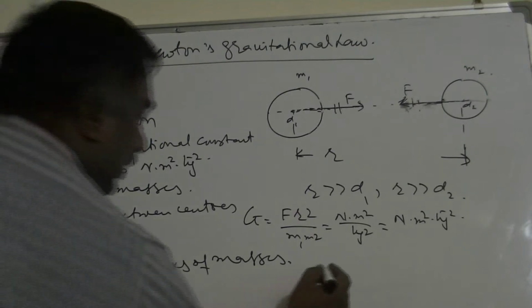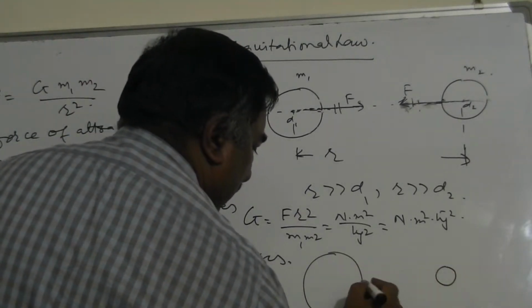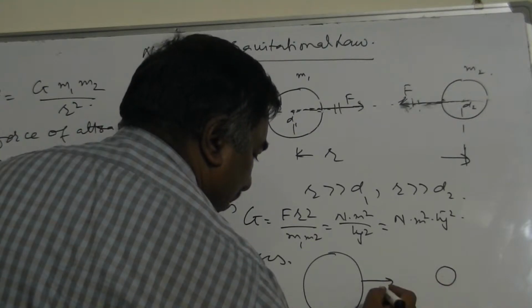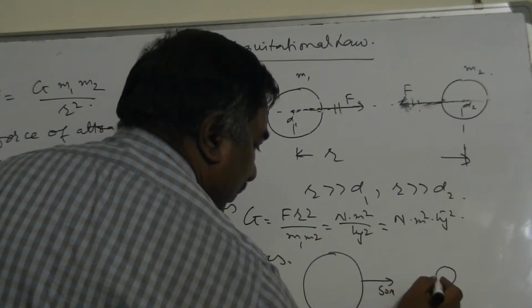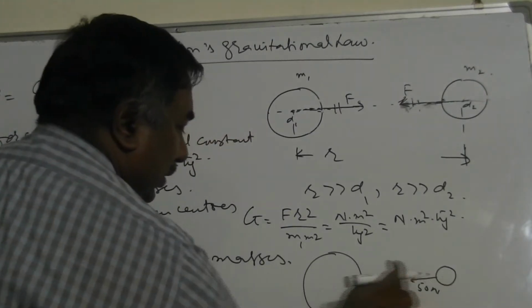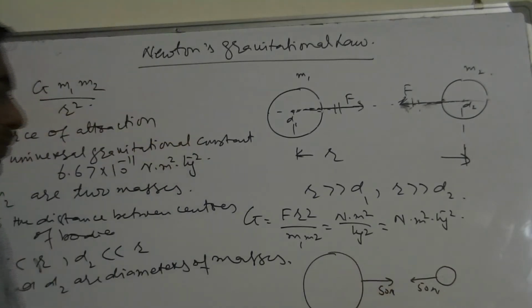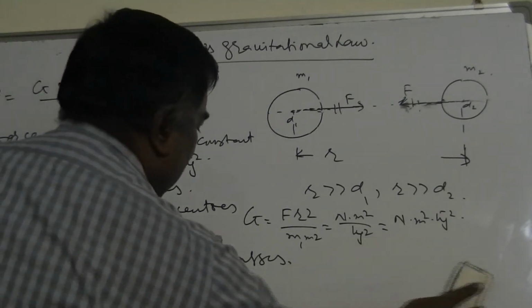For example, suppose this body is a bigger one and this body is a smaller one. This body is attracting it by 50 Newton, suppose. Then this will also be attracted by 50 Newton. This is the force on the bigger body and this is the force on the smaller body, but they always exert the same gravitational force upon each other.